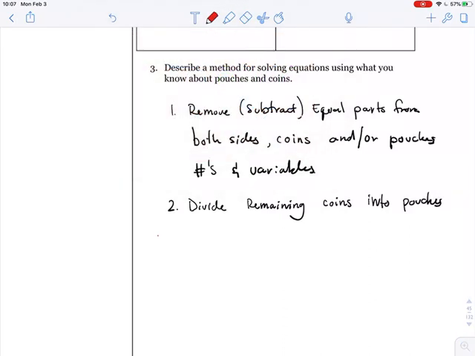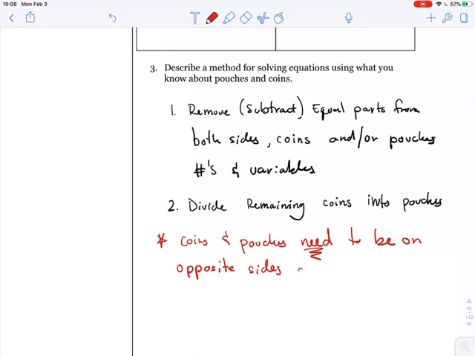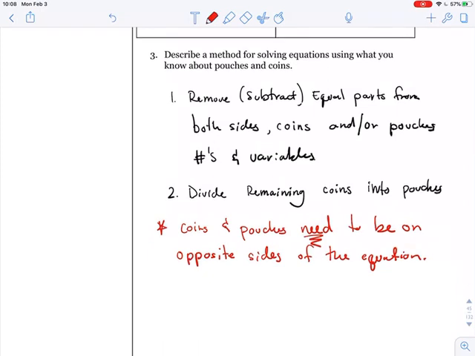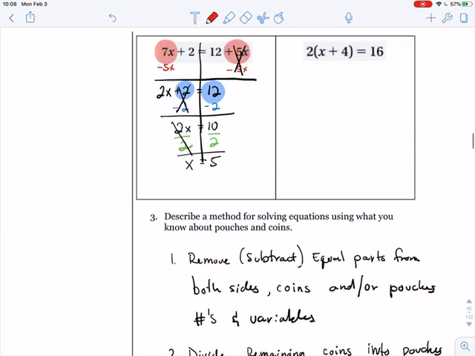Okay, now there's a couple of requirements here. Okay, the coins and pouches, they need to be on opposite sides of the equation. Okay, they cannot be on the same side of the equation. They have to be on different sides. Okay, if they're not on opposite sides with the equal sign, it's not going to work.